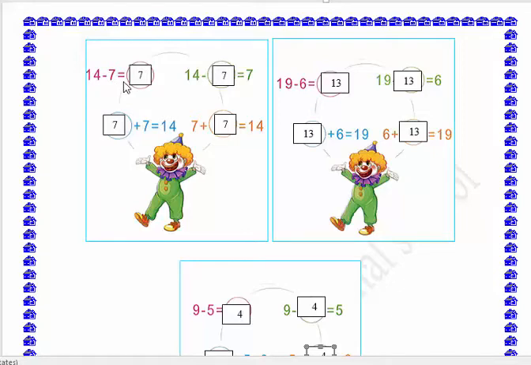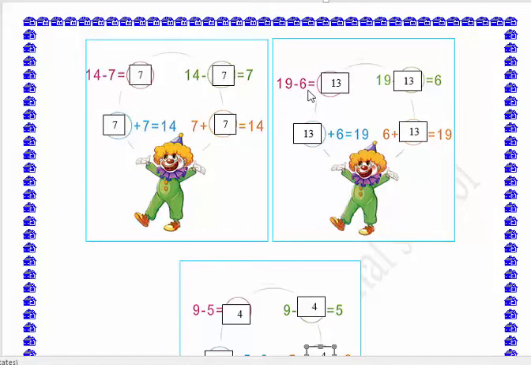So 7 and 7 and 14, this is the fact family. That means 7 plus 7 equals 14. If we switch the 7, 7 plus 7 equals 14. 7 minus 7 equals 7.